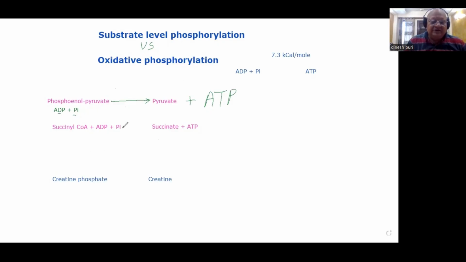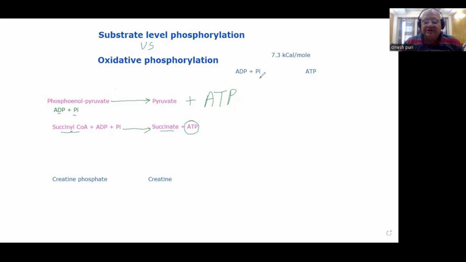And this is a reaction of TCA cycle, another example of substrate level phosphorylation. Here succinyl coenzyme A is converted to succinate and concomitantly there is production of ATP. Why are these two reactions able to generate an ATP?